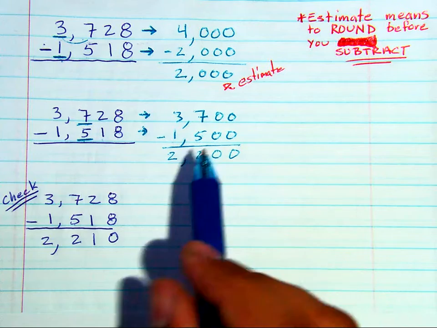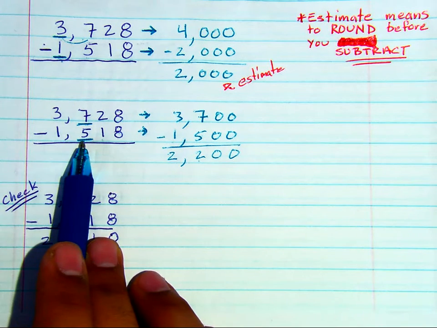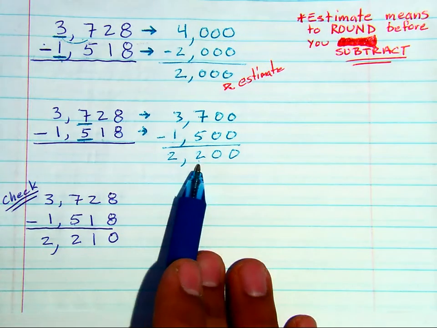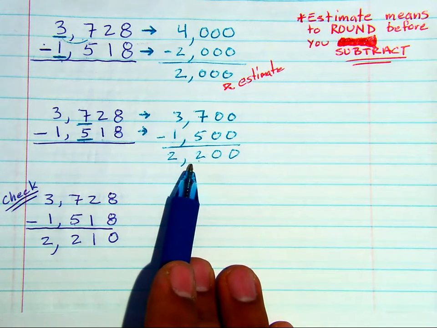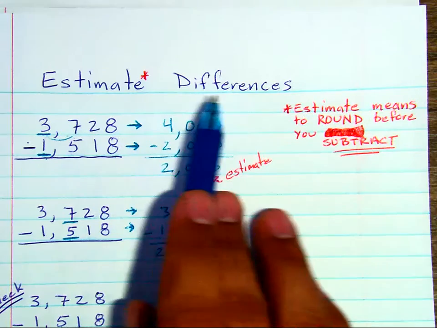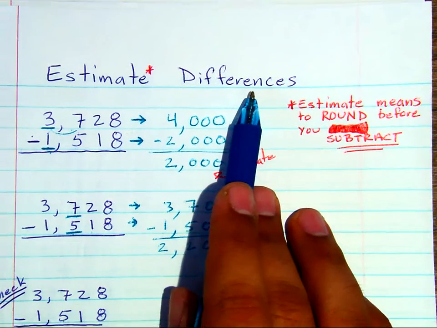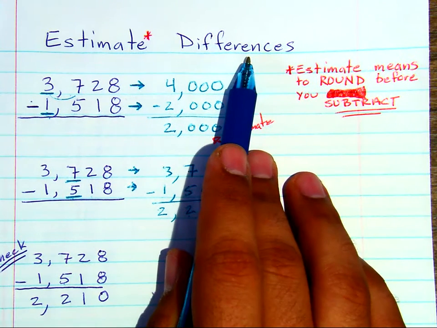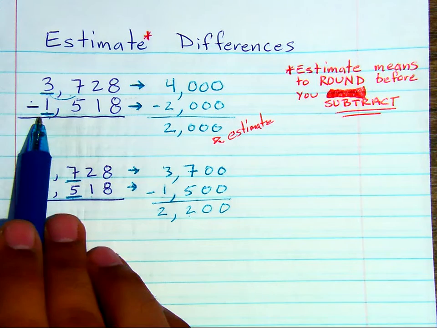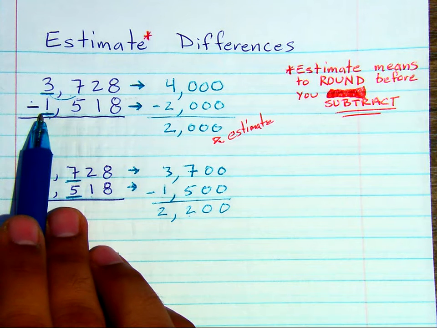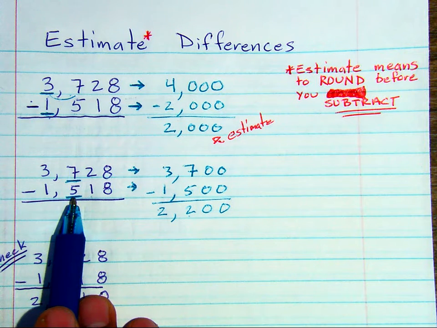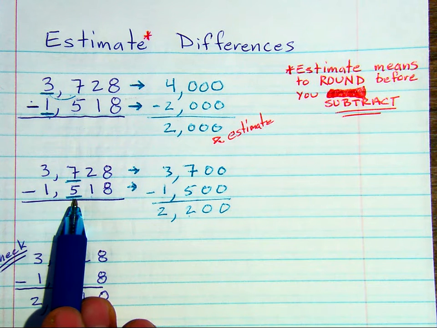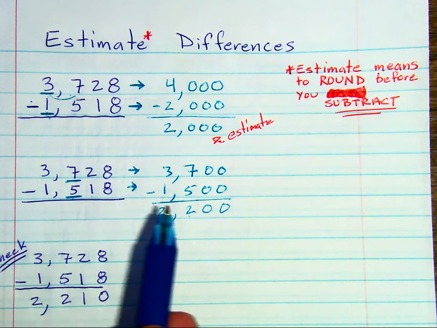So knowing which one to use, well, they're both good estimates. So there is more than one possible answer when you are estimating differences. And that's something new that I wanted to make sure that I explained. So if you always estimate to the largest place value, that's okay for now. And when you estimate, if you choose to estimate to the next to largest place value, that's okay too. Your estimate is going to be closer to the exact answer.